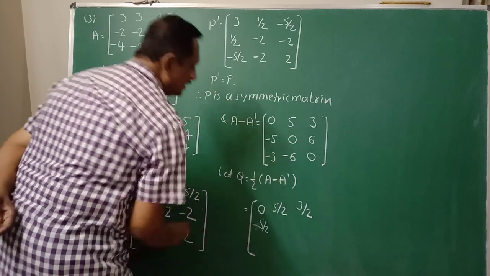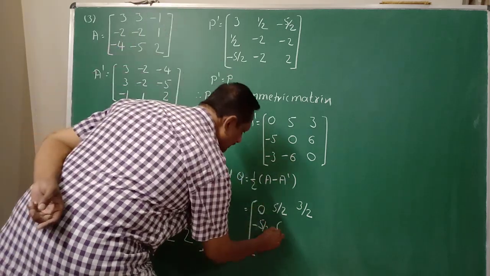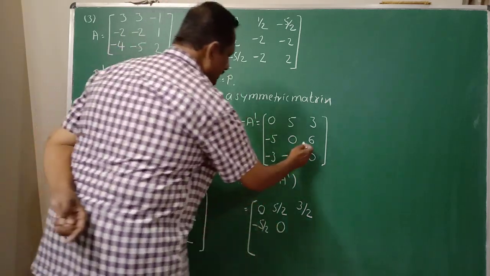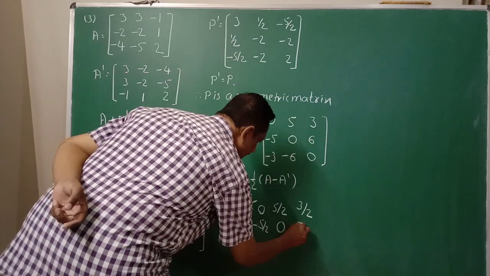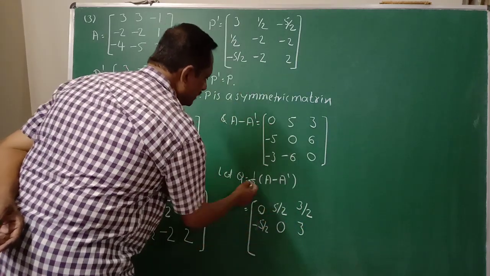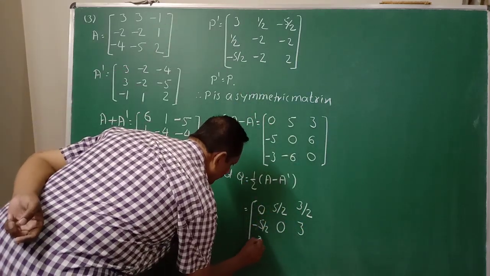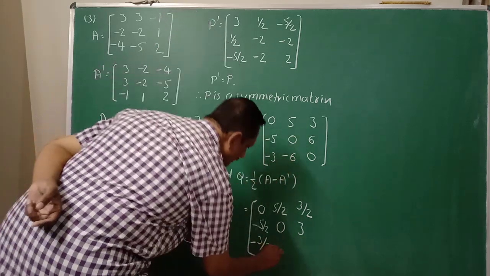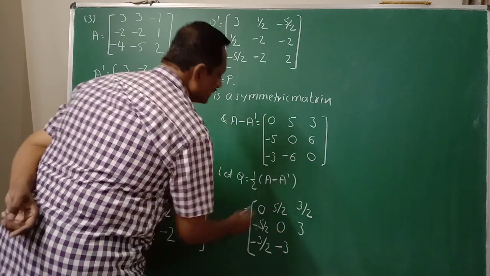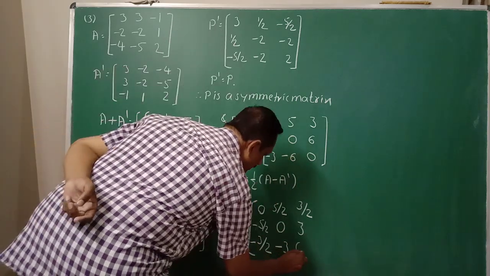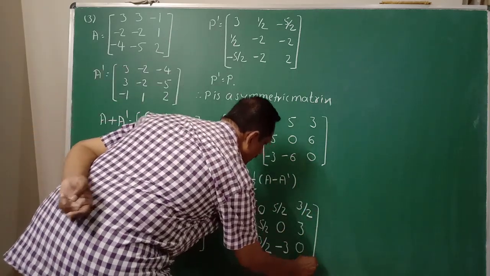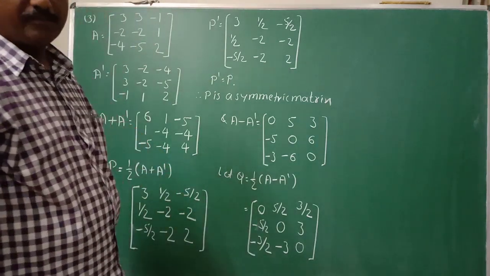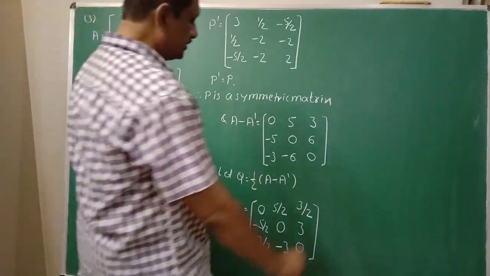Okay. Then 0 into 1 upon 2 becomes a 0 here. Then 6 into 1 upon 2 becomes a 3. Minus 3 into 1 upon 2 is a minus 3 by 2 here. Minus 6 into 1 upon 2 is a minus of 3 here. 0 into 1 upon 2 is a 0 here. Okay, this is a matrix Q. Then write its transpose.